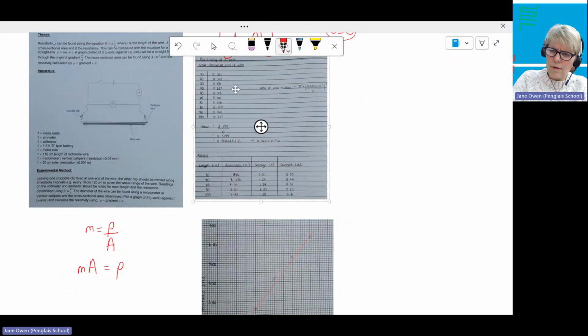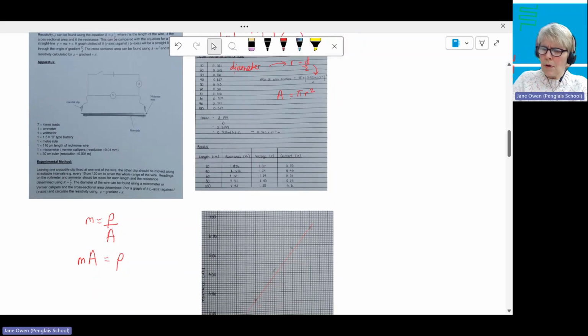Let's see if I can add diameter in there. And then what we do to that diameter is halve it, divide it by 2 to get the radius, radius equals diameter over 2, and then put it into pi r squared to give the cross-sectional area of the wire that you are testing the resistance of.